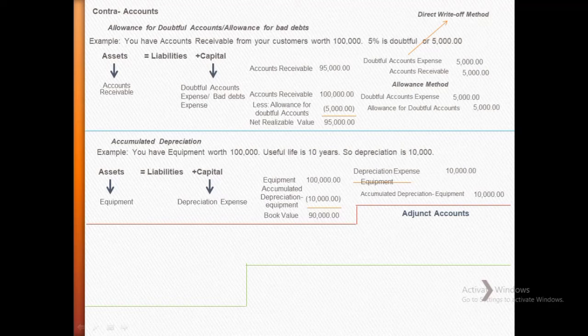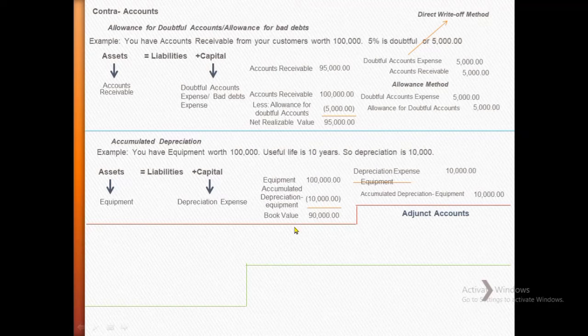I'll give you another bonus knowledge. So this account, the accumulated depreciation, is cumulative in nature. That means, based on this illustration, you have 10,000 in year 1. However, in year 2, it will become 20,000. And in year 3, it will become 30,000 and so on.